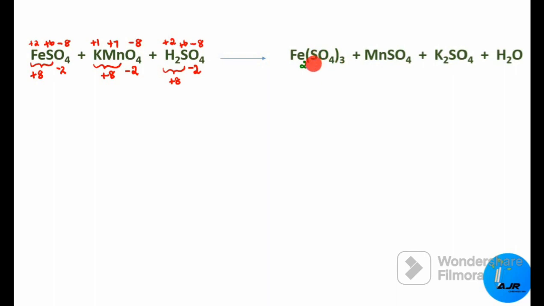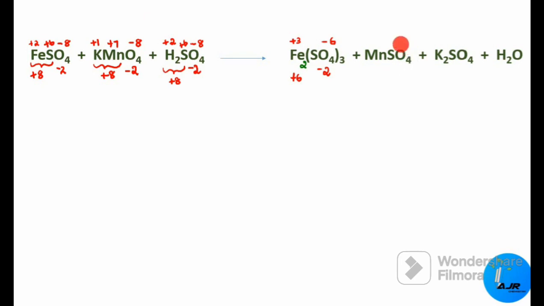For Fe2(SO4)3, we have sulfate. For sulfate, we should take this as SO4. For sulfate, the oxidation number is minus 2. How many sulfates are there? 3 sulfates. So what could be the oxidation number? Minus 2 into 3, minus 6. If it is minus 6, then this Fe2 would be having plus 6. Here we are having 2 iron. So what could be the oxidation number of this Fe? Then it will be plus 3. 1 Fe is plus 3.